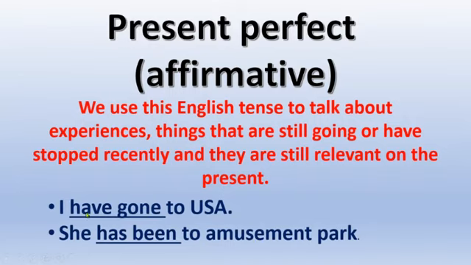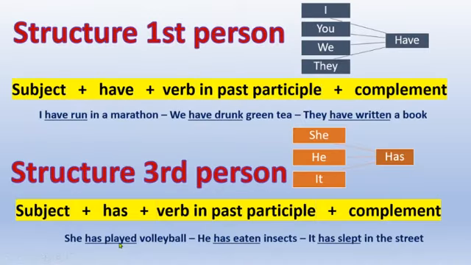Now, it's very important that you know that in present perfect we have two auxiliaries. We have have or has, depending on the subject, plus the verb in past participle, gone or been. Now, what about the structure?